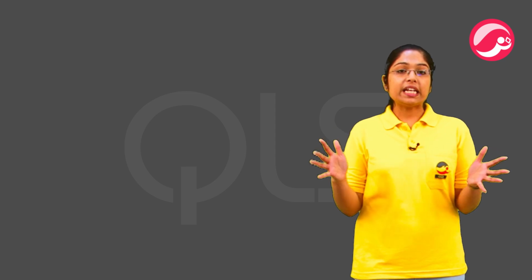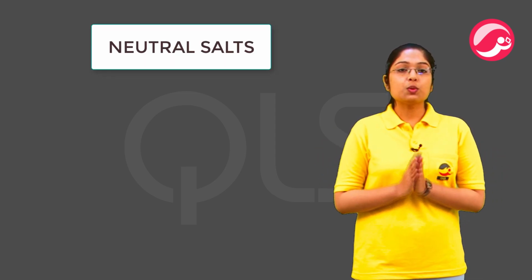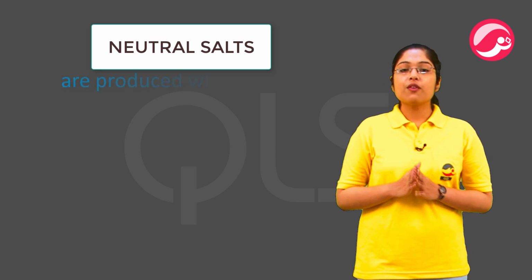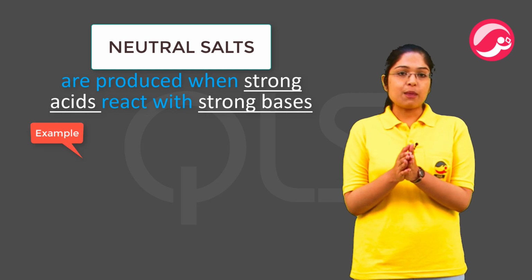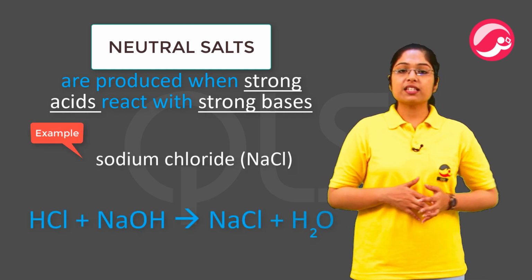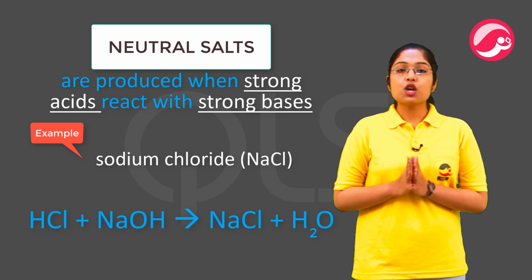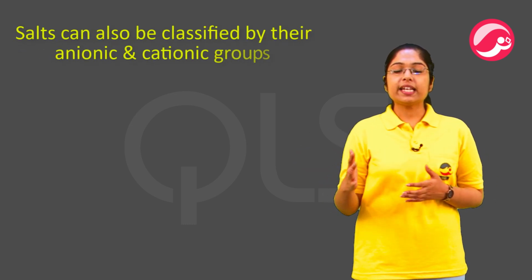Now, finally, the neutral salts. Salts with pH equal to 7 are produced when strong acids react with strong bases. For example, sodium chloride. Sodium chloride is formed when hydrochloric acid, a strong acid, reacts with sodium hydroxide, a strong base. Salts can also be classified by their anionic and cationic group.